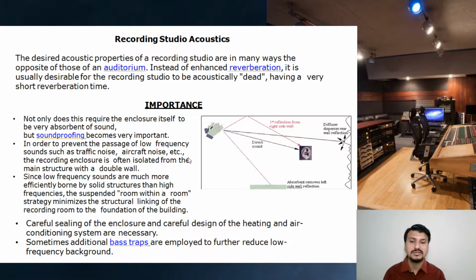If you do not do these things, for example, if you have a fan in your room, that will increase the noise. The fan is moving, the air comes directly from the fan to the mic, and the mic has its own system noise also, and the external noise will be added. So in that case we use an air conditioner. Sometimes additional bass traps are employed to further reduce low frequency background. Careful sealing of the enclosure and careful design of the heating and air conditioning systems are necessary.